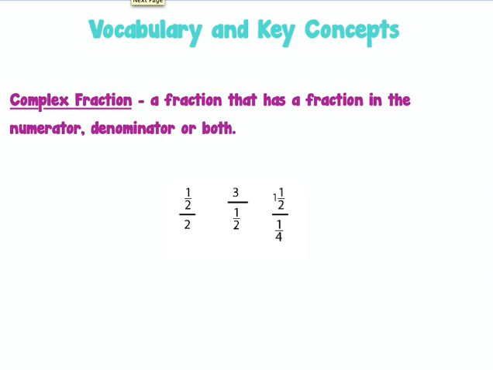So let's look at our vocabulary and our key concepts. A complex fraction is a fraction that has a fraction in the numerator, denominator, or both. So you can see this example here. We have 1/2 as the numerator, which is a fraction, and then 2 as my denominator. In this example, we have 3 as my numerator and then 1/2 as my denominator, a fraction on the denominator. Now here we have a mixed number, 1 and 1/2 as my numerator, and then a fraction 1/4 as my denominator.